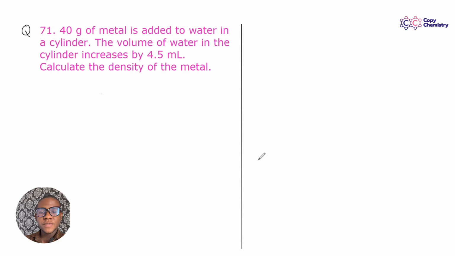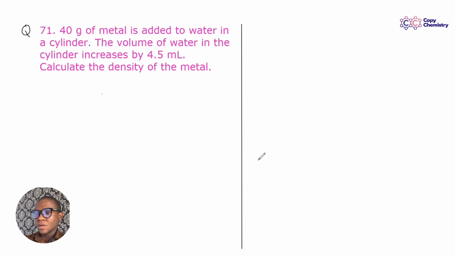Now, if you want to solve this question, what you have to know is that the density of a substance, the metal in this case, is equal to the mass of the metal divided by the volume of the metal. Now, the mass of the metal is given to us there as 40 grams. So we just need to think about what the volume of the metal should be.